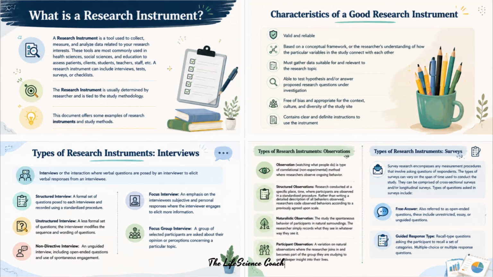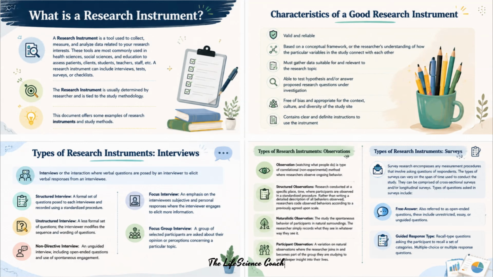Characteristics of a good research instrument. A good research instrument should have the following qualities. Validity: measures exactly what it is supposed to measure. Reliability: produces consistent and dependable results, based on a conceptual framework built according to the relationship between research variables. Relevant to the research topic: collects suitable and meaningful data for the study. Able to answer research questions or test hypotheses, helps achieve the objectives of the research. Free from bias: should not favor or influence participants unfairly. Appropriate for context and culture, suitable for the study environment and participants. Clear instructions, easy to understand and use by respondents and researchers.